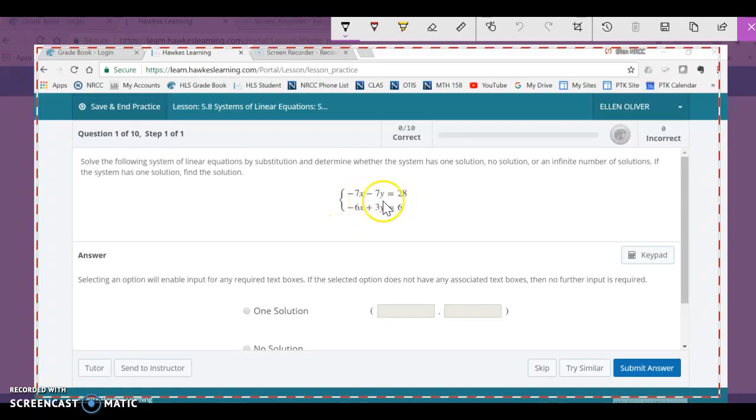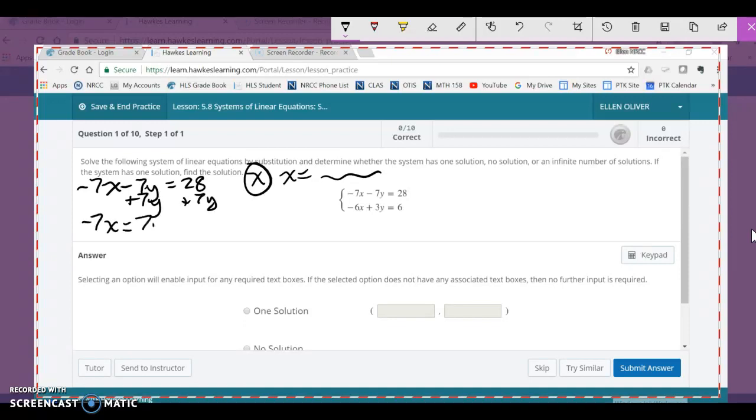So I'm actually going to just pick the first equation and the first variable in that equation. So if I have -7x minus 7y equals 28, I'm going to solve for x. In other words, I want to isolate x and get x equals something. So I'll start by adding 7y to both sides. So I have -7x equals 7y plus 28. Divide both sides by -7. So x equals -y minus 4. So I've solved the first equation for x.